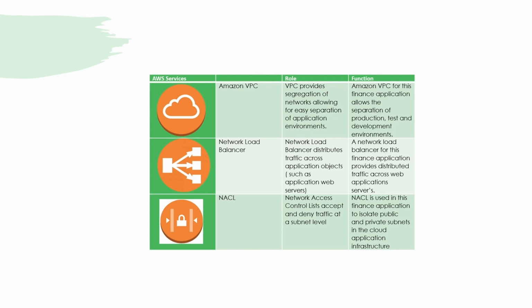Next, we have our Network Load Balancer, and this looks to distribute traffic across applications. Third and finally, we have our Network Access Control Lists, or NACL, and these accept and deny traffic at a subnet level.